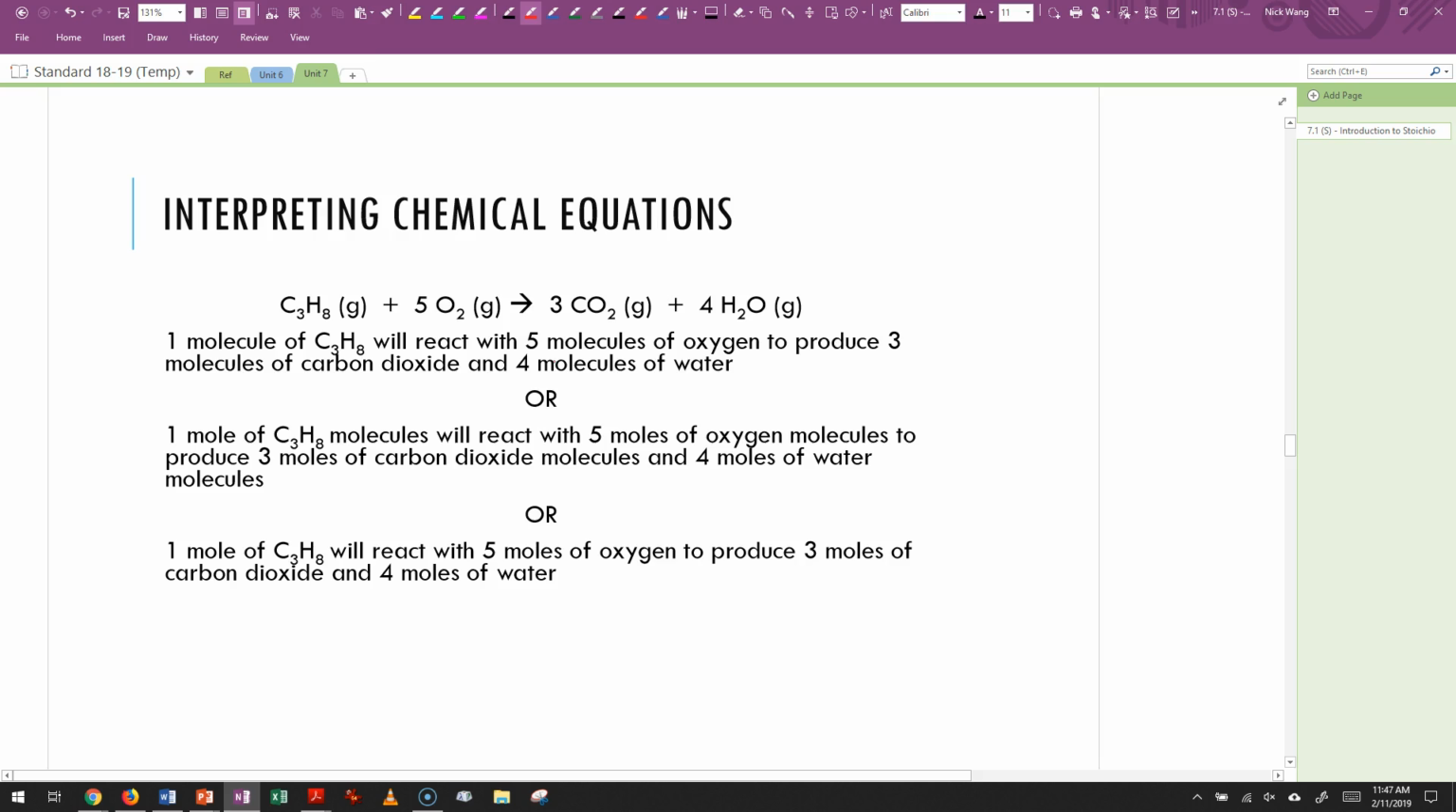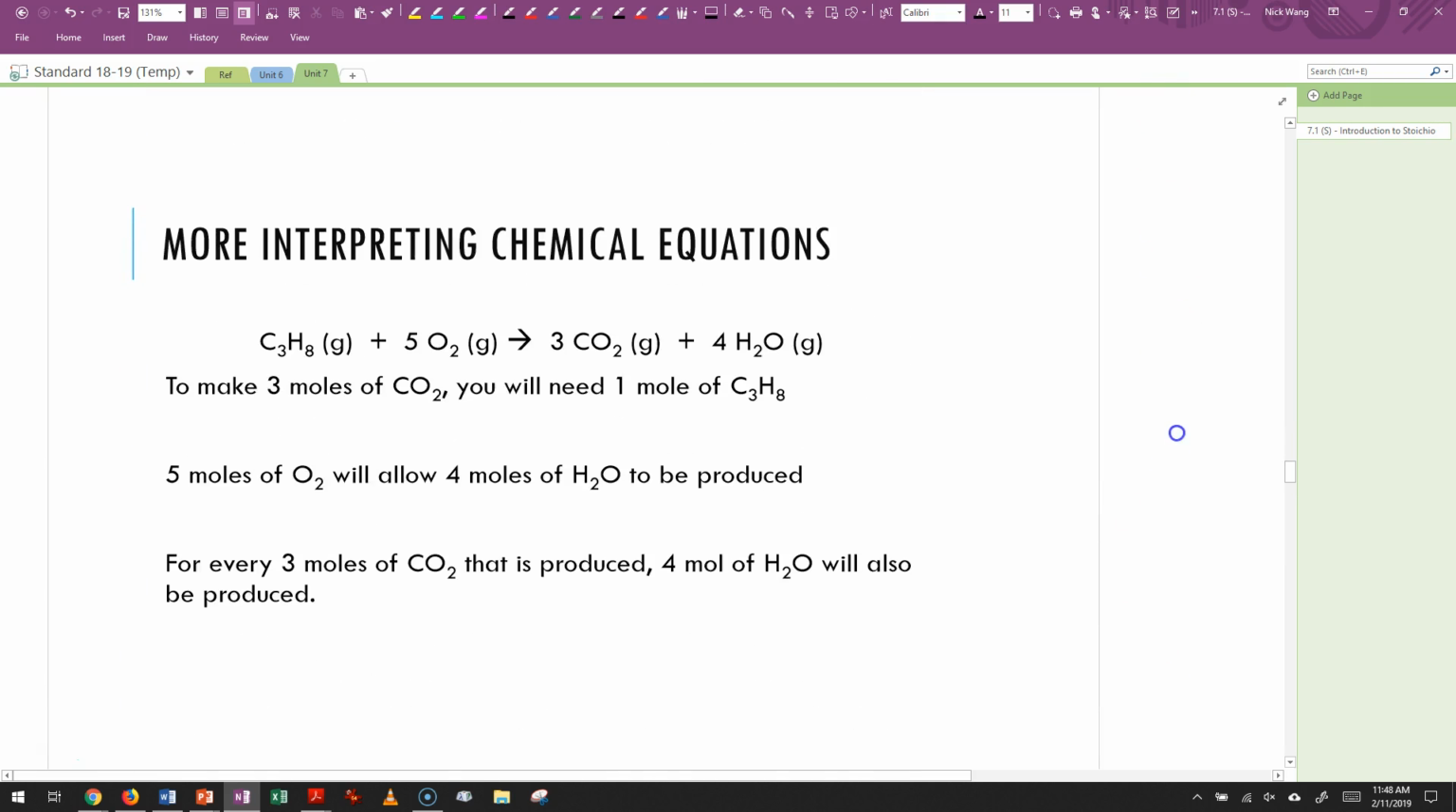Finally, 1 mole of C3H8 will react with 5 moles of oxygen to produce 3 moles of carbon dioxide and 4 moles of water. So the difference here is that we're going from molecules to moles of molecules, right? And then finally, we're just going to simplify it to moles. So effectively, again, look at the ratios. 1 to 5 to 3 to 4. That's effectively the same particle ratio as it is the mole ratio.